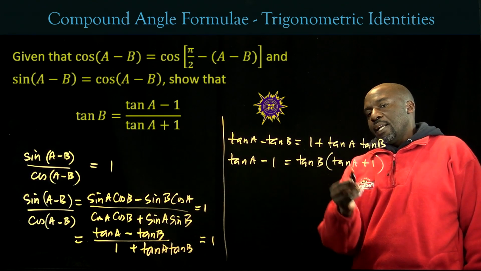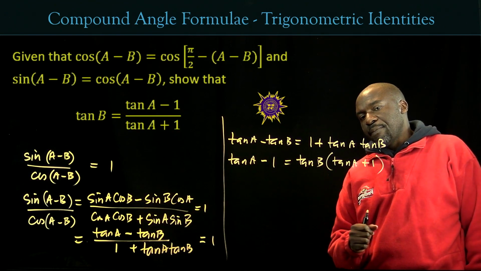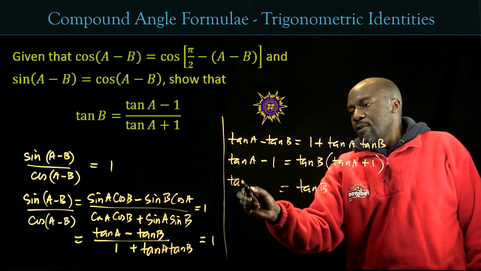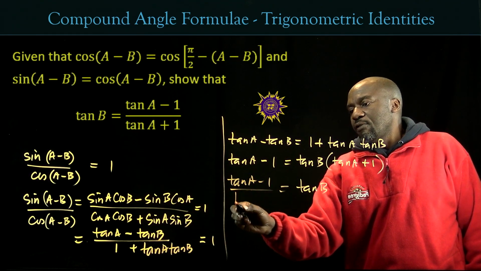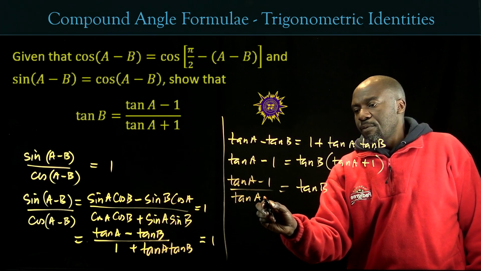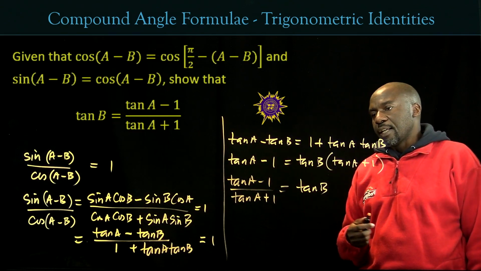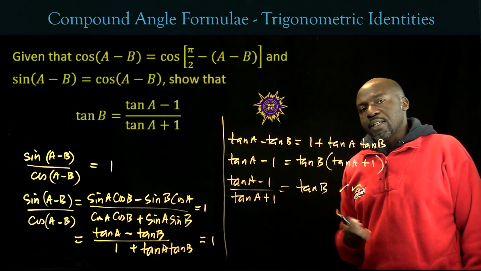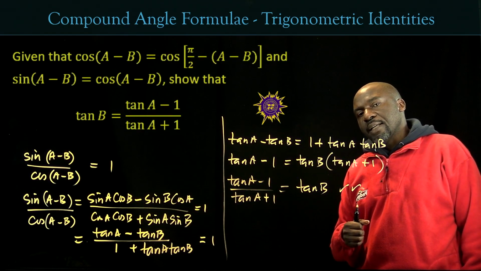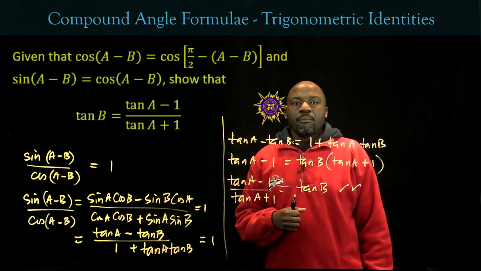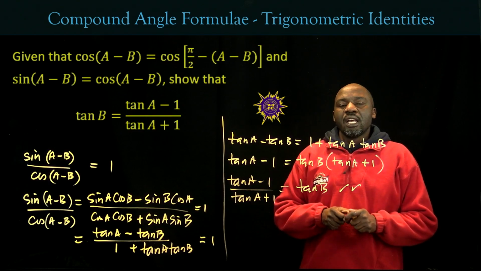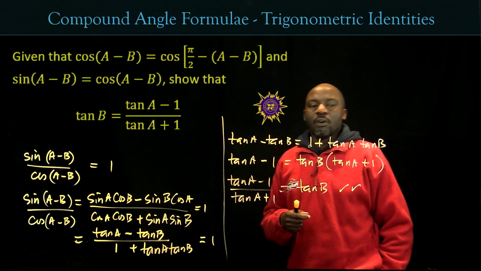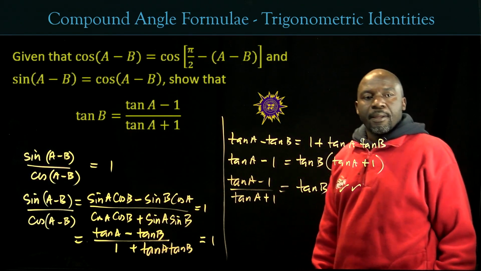Now if I divide both sides by this bracket, tan A plus 1, I get tan B equals tan A minus 1 over tan A plus 1, which is what the question is asking us to demonstrate. So we have shown that if those statements are true, then tan B is the same as tan A minus 1 divided by tan A plus 1. And this holds true because A and B are acute angles. All right, I hope this is clear.